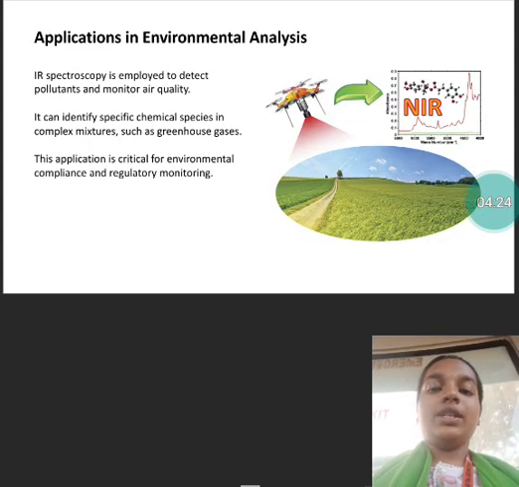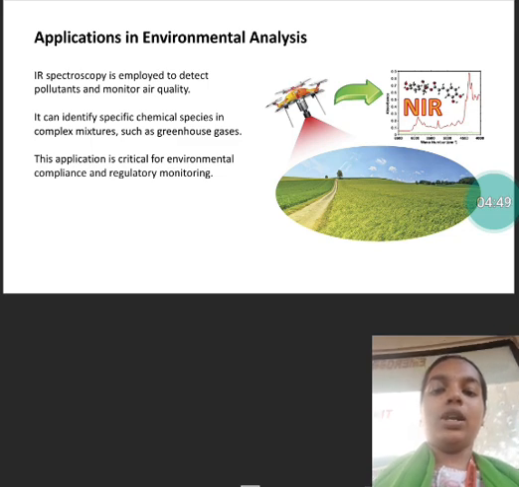Next slide. Applications in environmental analysis. IR spectroscopy is employed to detect pollutants and monitor air quality. It can identify specific chemical species in a complex mixture such as greenhouse gases, CH4 methane and CO2, etc. These applications are critical for environmental compliance and regulatory monitoring.